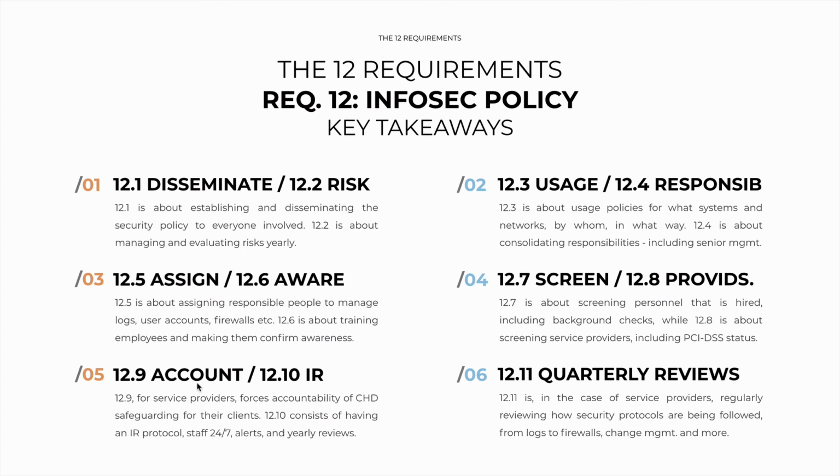Then 12.9 is if you are a service provider doing that yourself, providing that same agreement to your clients. I am responsible and will safeguard your card data. Then 12.10 is about incident response. There must be a protocol. It must include the key people, the key roles, their responsibilities, their contact information. There must be personnel available 24/7. There must be alerts from every critical system, and you must review this process yearly.